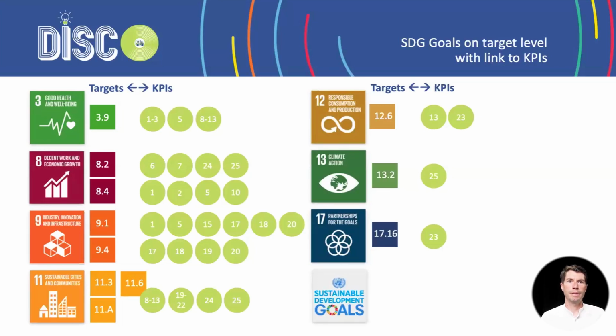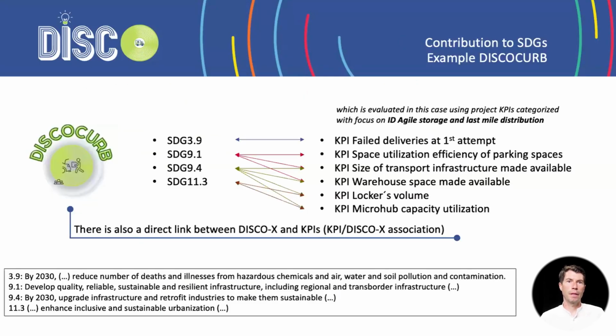As an example, SDG target 13.2, integrate climate change measures into national policies, strategies and planning, is linked with KPI 25, the SULP, number of locally politically approved SULP or freight logistic plan. But that's not all. As already explained, we have also created a link between the KPIs and the impact domains defined in the project. And we have also analyzed DISCO-X with regard to suitable KPIs.